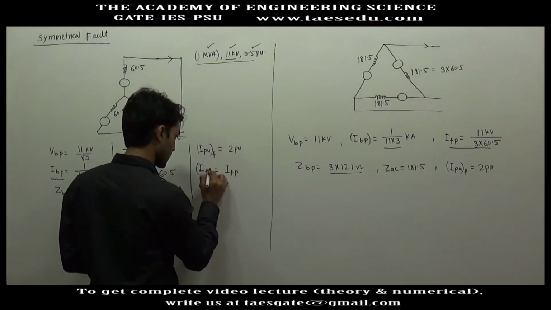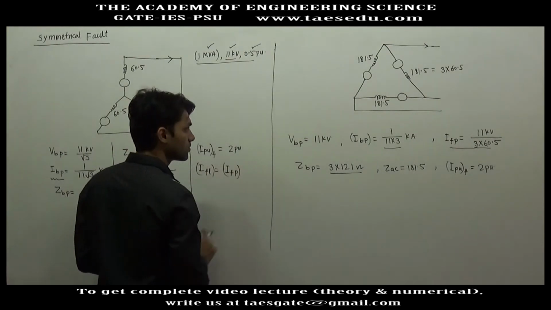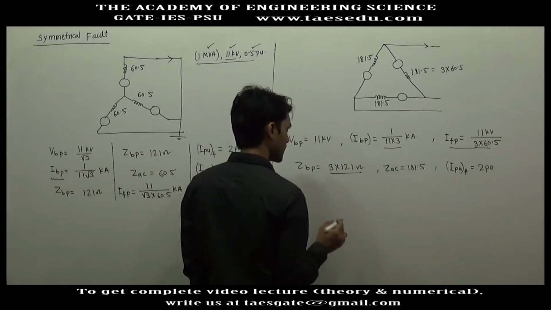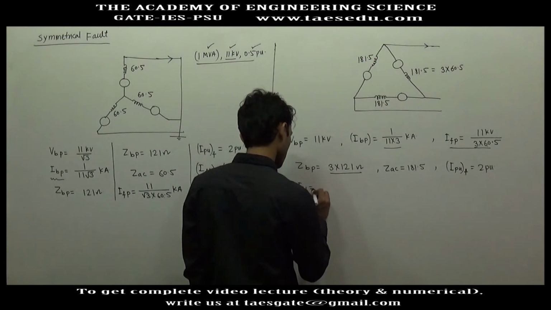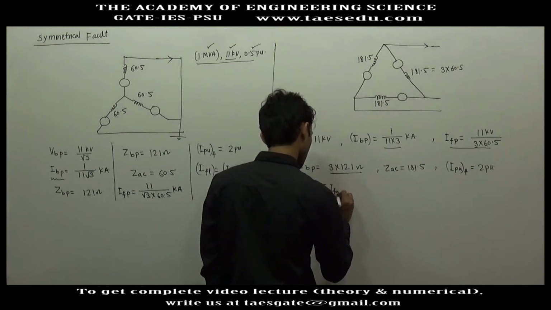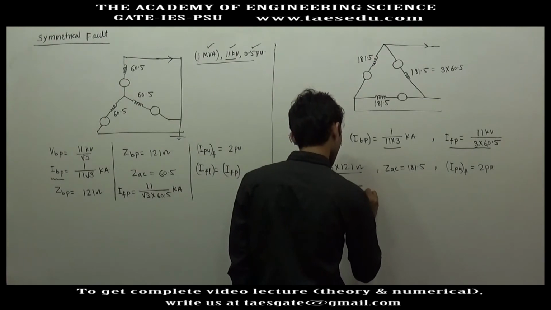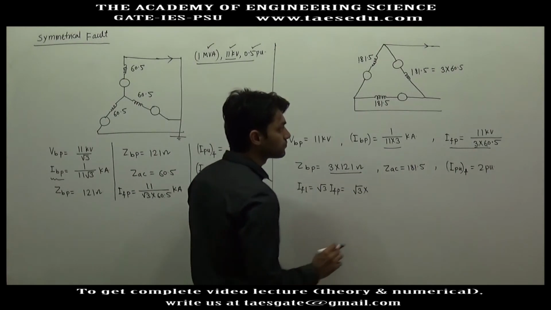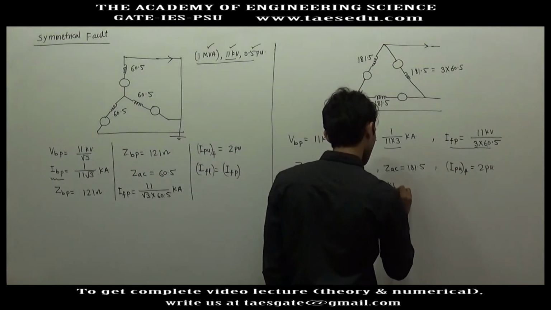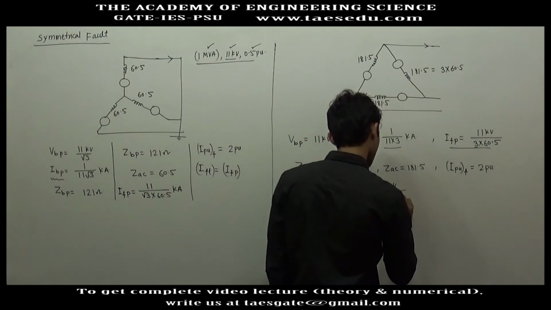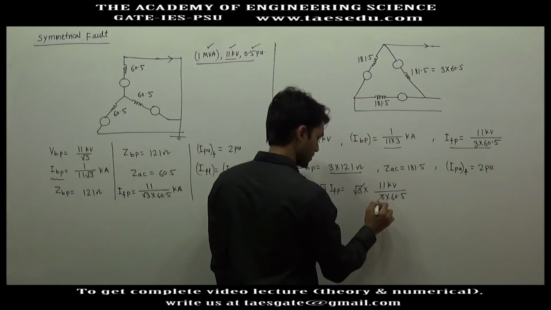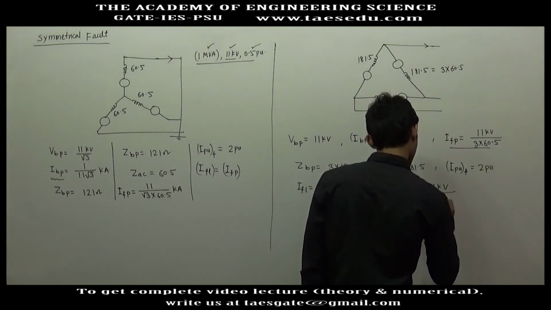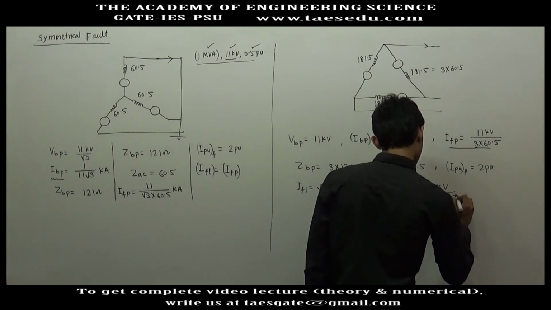Actual value of fault current in line equal to the fault current in phase. And in case of delta connection, the fault current in line will be root 3 times the fault current in phase. This will be root 3 into 11 kilovolt divided by 3 into 65. Okay, here you have now root 3, 11 kilovolt divided by root 3 into 60.5.